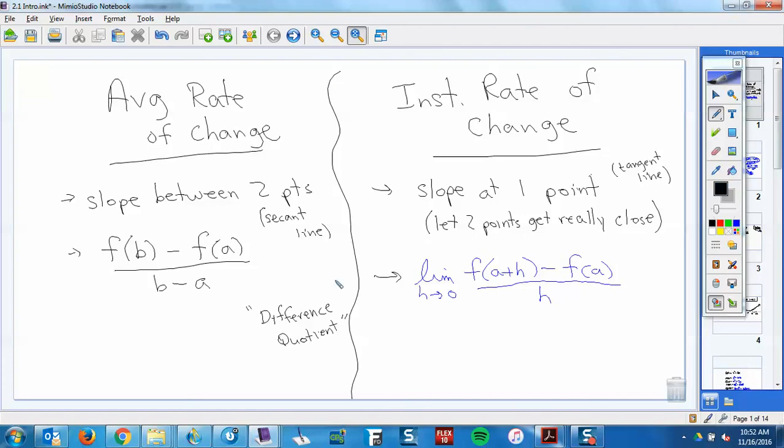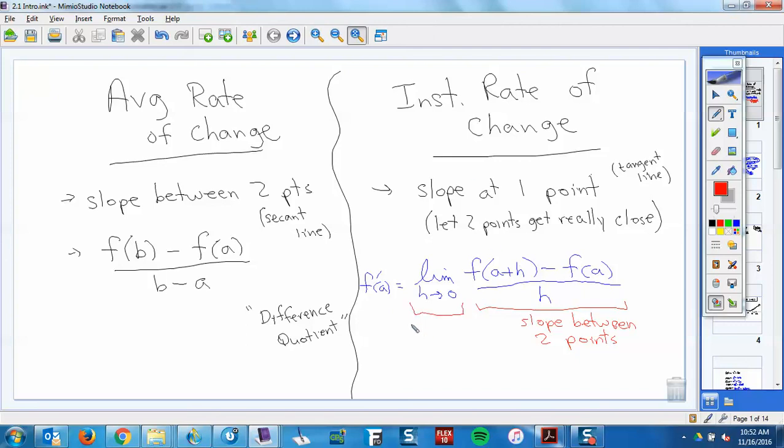Oops, I didn't leave myself enough room here. Darn it. I always forget that part. F prime of A equals. That's the derivative, right? And again, I'll put this in red. I think it's valid for you to think about this part as the slope between 2 points that are h units apart. A and A plus h are the 2 points.